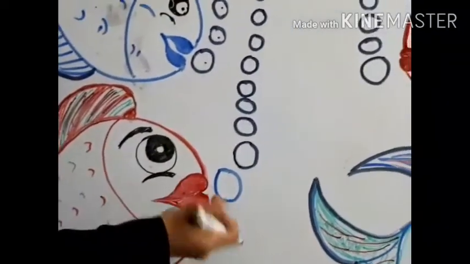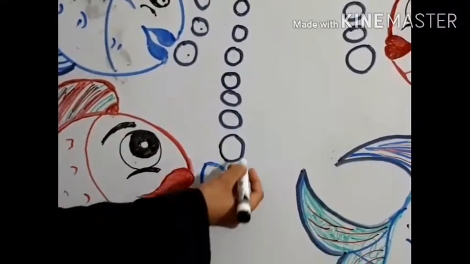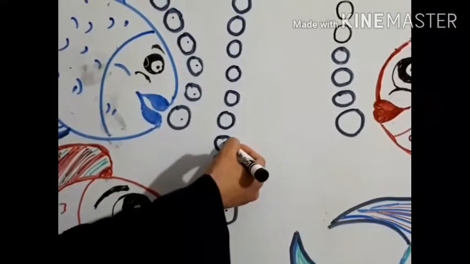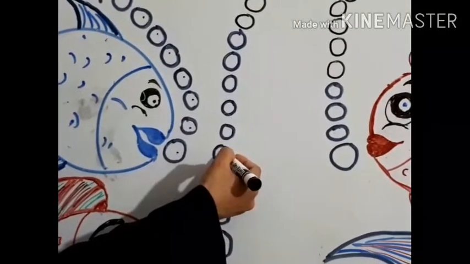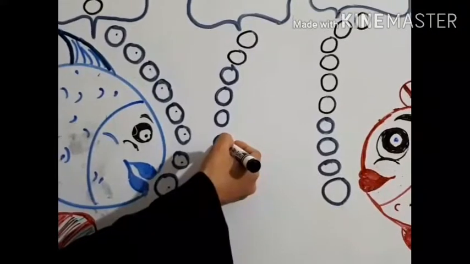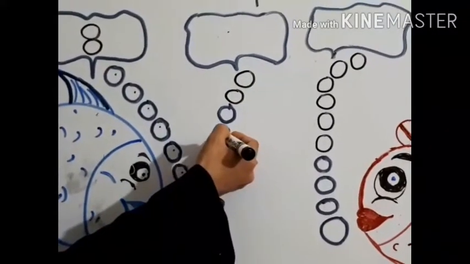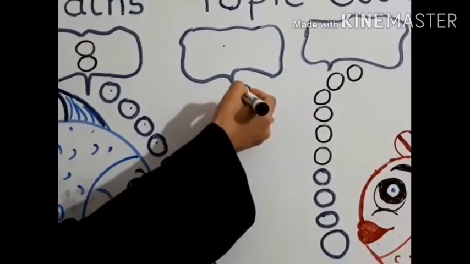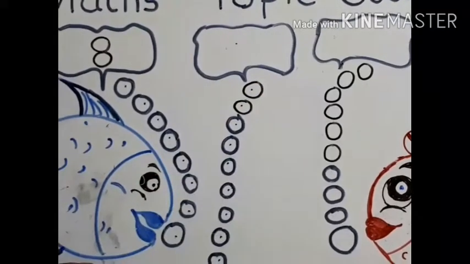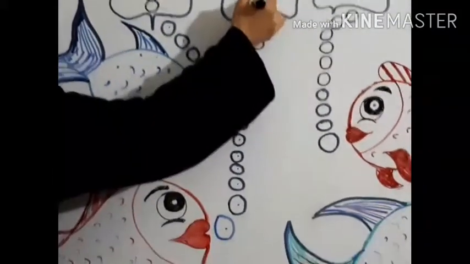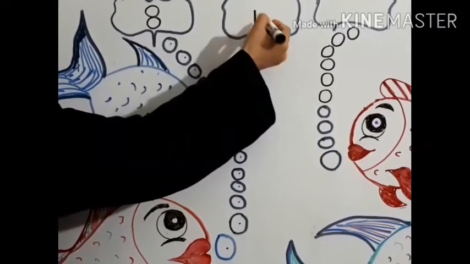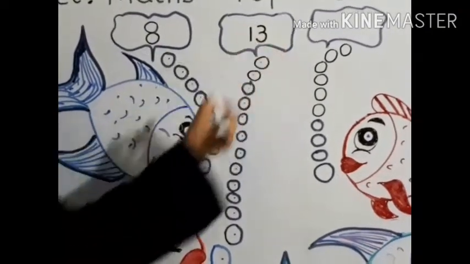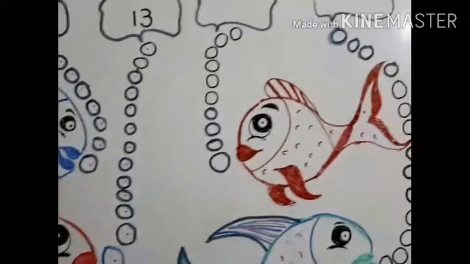Here we have some more bubbles. Start counting them with me. 1, 2, 3, 4, 5, 6, 7, 8, 9, 10, 11, 12, 13. How many bubbles are here? 13 bubbles. So we should write number 13 in the given box. How would you write number 13? 1, 3, 13. Now come on the third fish.